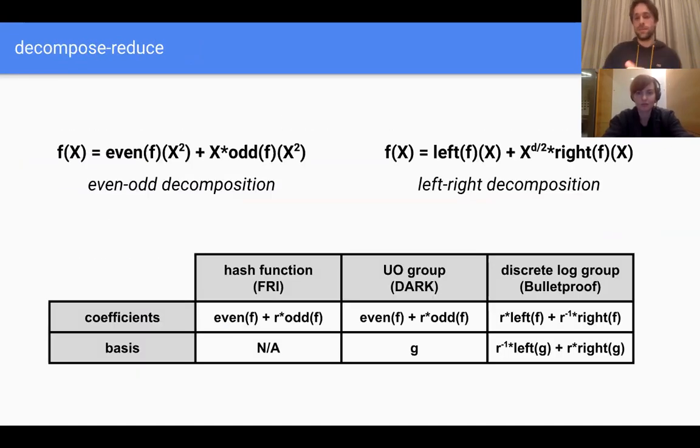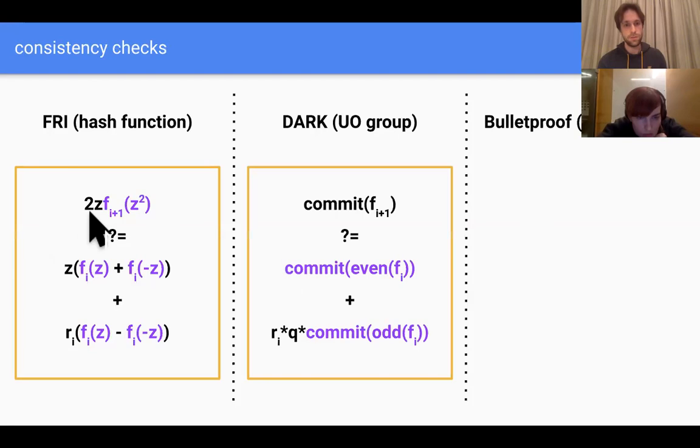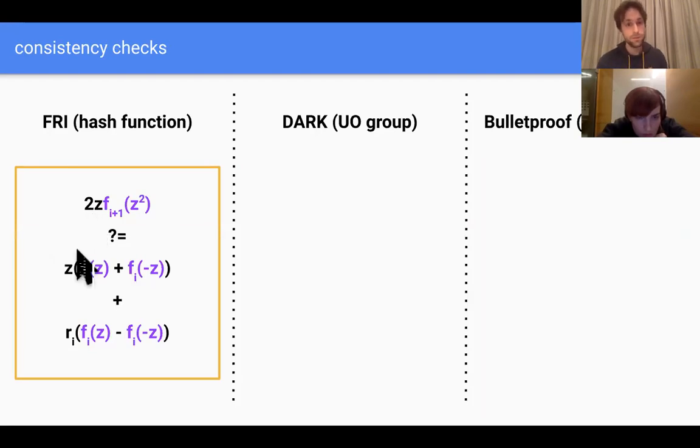Okay. So now I need to go into the consistency checks. And this is where the schemes become slightly different. So in the case of Fry, this is going to be your consistency check. And it looks a little bit strange, but basically if you take the 2 to the z and you divide it out everywhere, I just put 2 to the z on this side, then it turns out that this part is going to be the even part, and this part is going to be the odd part.